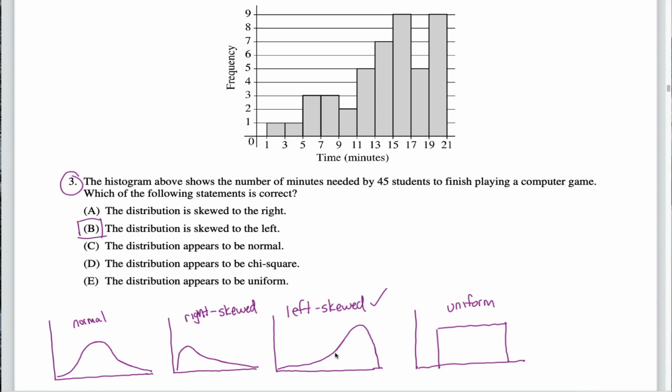Maybe it's easier to see if you transpose this on top of the histogram. You get something that looks like this. This is definitely a left skewed distribution.